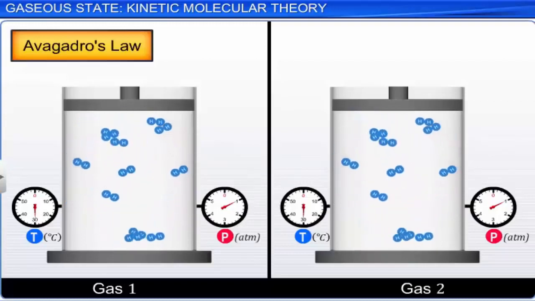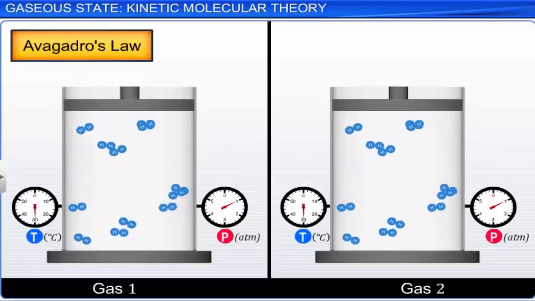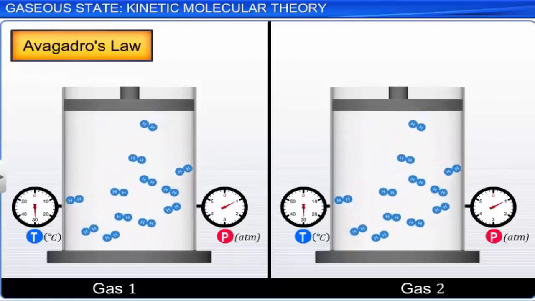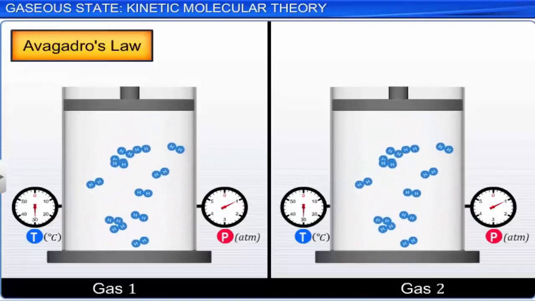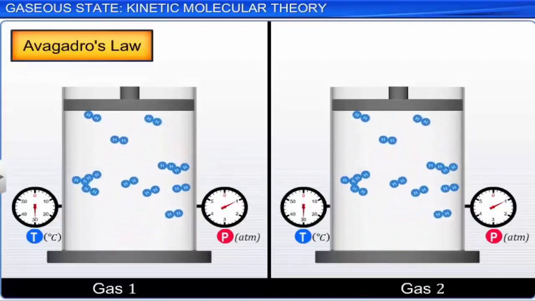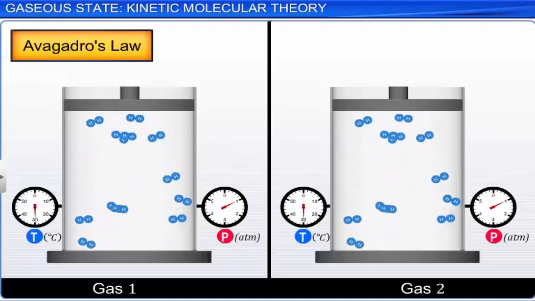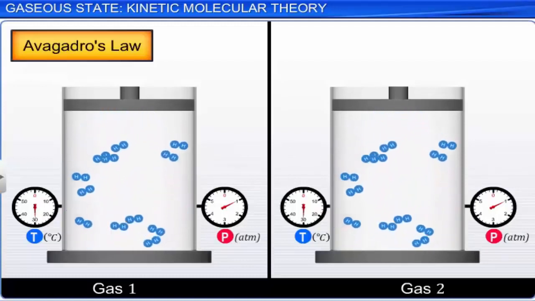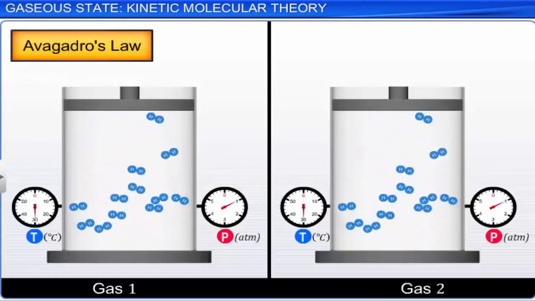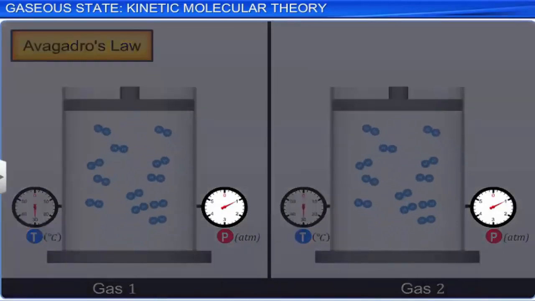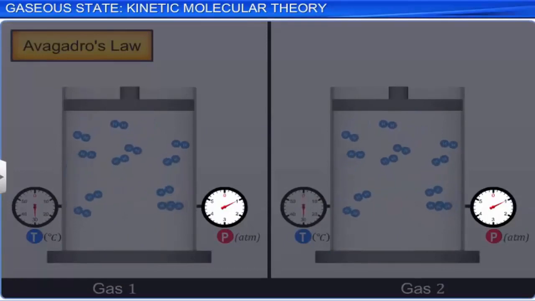As the two gases have the same pressure and same kinetic energy, they must have an equal number of molecules per unit volume. This means equal volumes of all gases under similar conditions of temperature and pressure contain an equal number of molecules. This is Avogadro's law.